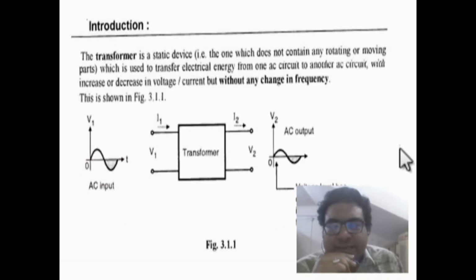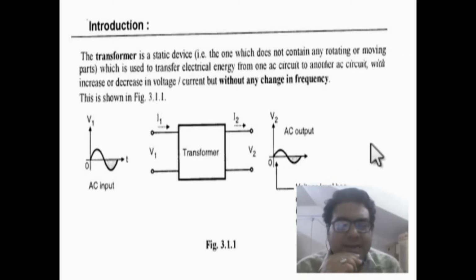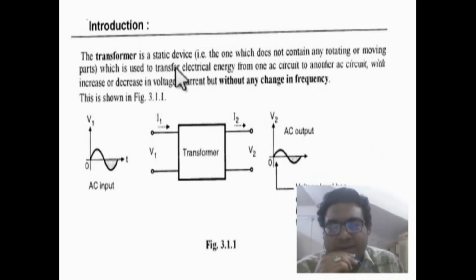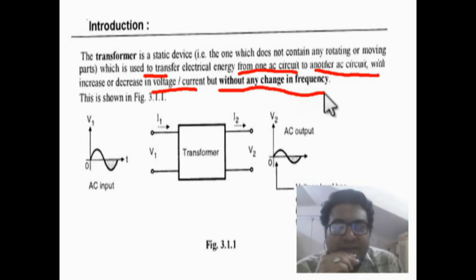So guys, here you can see on your screen, you can define the transformer. What is a transformer? The transformer is a static device, the one which does not contain any rotating or moving parts, which is used to transfer electrical energy from one AC circuit to another AC circuit with increase or decrease in voltage or current, but without any change in frequency.